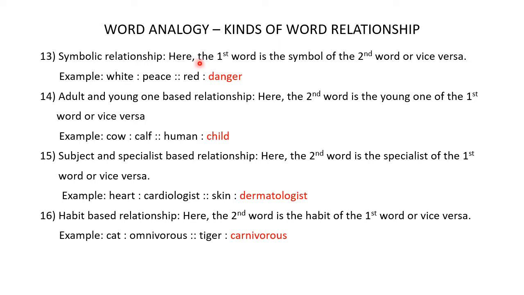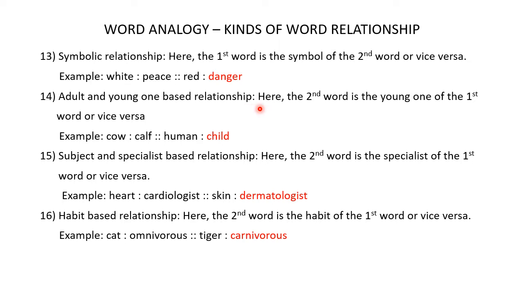Symbolic relationship. Here the first word is the symbol of the second word, or vice versa. For example, the color white is the symbol for peace. Similarly, red color is the symbol for danger.